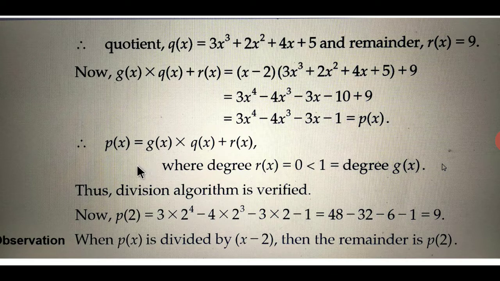So division algorithm is verified, that is p(x) equal to g(x) into q(x) plus r(x), and degree of r(x) is 0 since it is a constant term. Therefore the degree of r(x) is 0, that is less than 1, which was the degree of g(x), because g(x) was x minus 2, its degree was 1. Therefore division algorithm is verified.